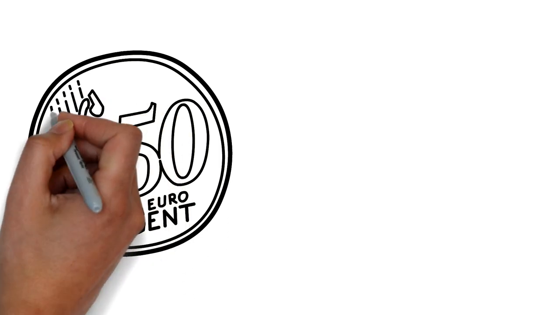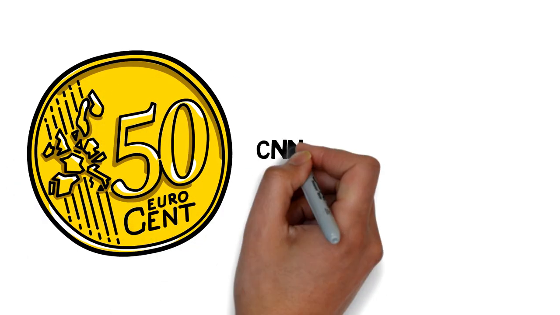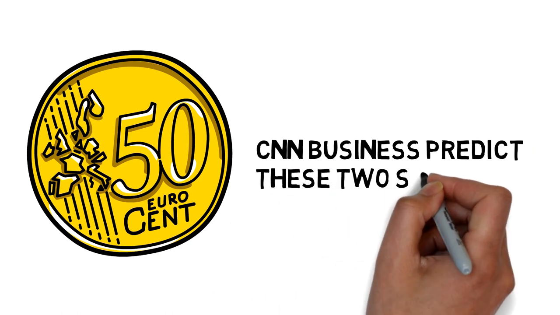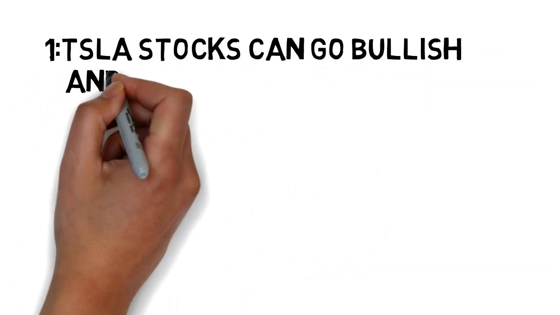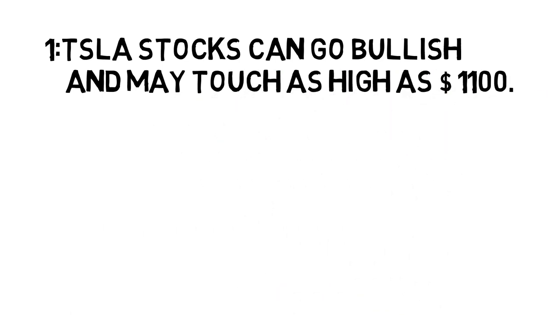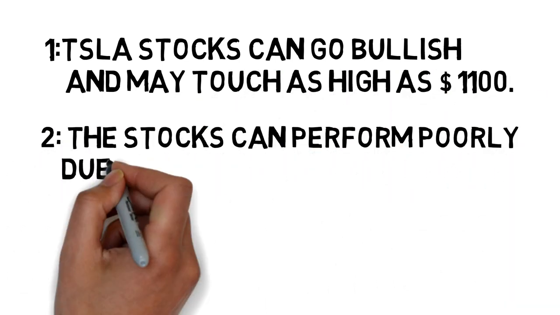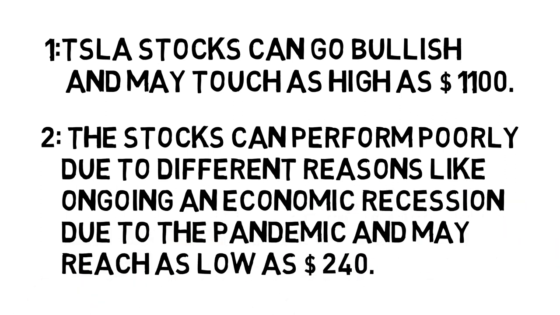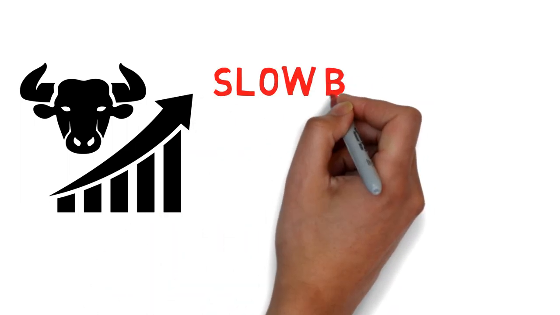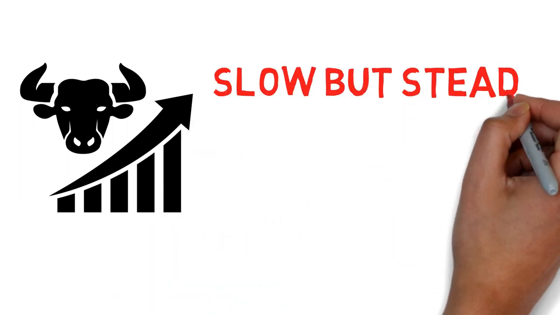There are opponents who try to bet on the other side of the coin. 30 analysts from CNN Business predict these two scenarios. First, Tesla stocks go bullish and may touch as high as $1,100 a share. Second, the stocks perform poorly due to different reasons like ongoing economic recessions because of the pandemic and may reach as low as $240 a share. Though the chances are low, as proponents of Tesla are extremely bullish and a sell-off of this magnitude is not in the cards at all.